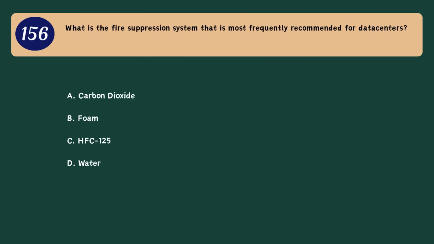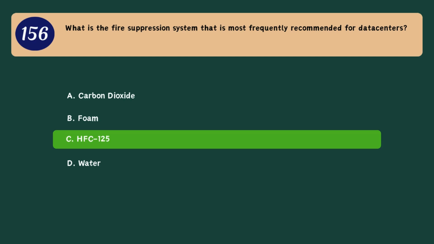Question 156. What is the fire suppression system that is most frequently recommended for data centers? A. Carbon dioxide. B. Foam. C. HFC 125. D. Water. Correct answer: C. HFC 125.